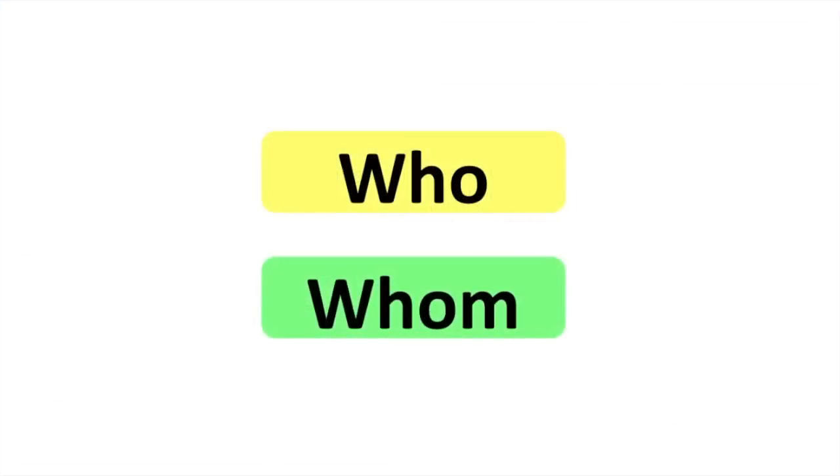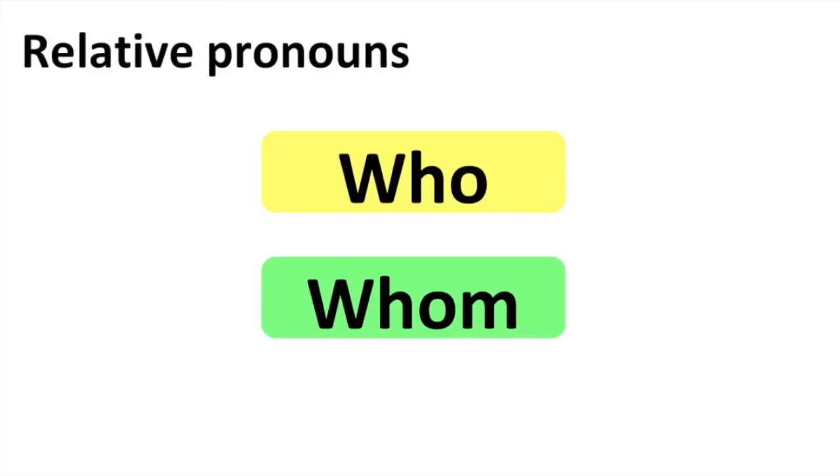Who, whom. These are examples of relative pronouns. Relative pronouns introduce relative clauses, and relative clauses make it clear which person or thing we are referring to in a sentence, or they can be used to provide extra information about the noun. In today's class, we are going to learn when to use who and when to use whom.